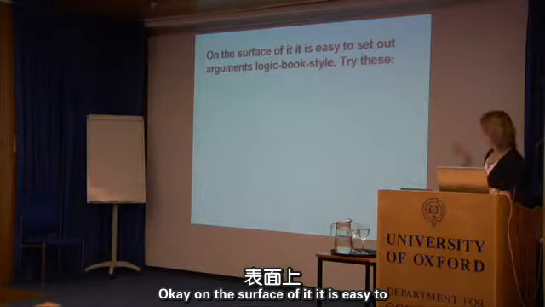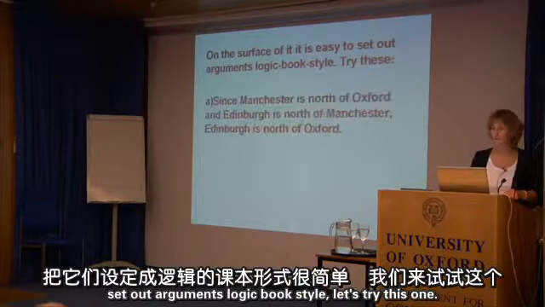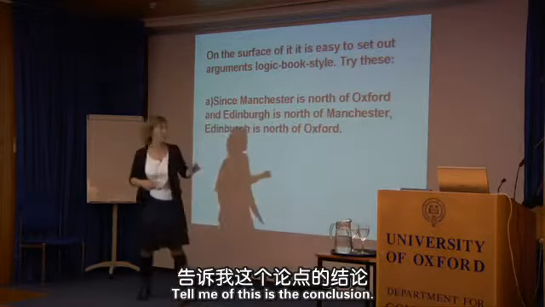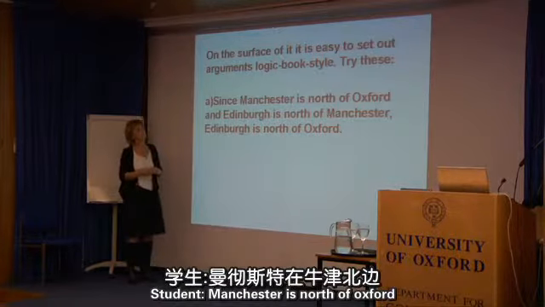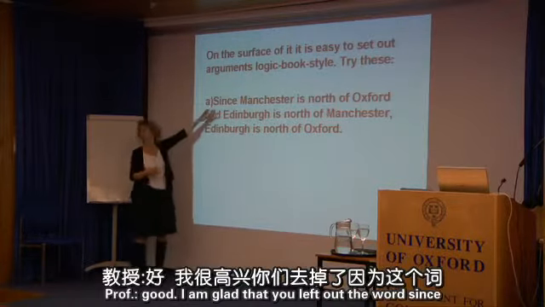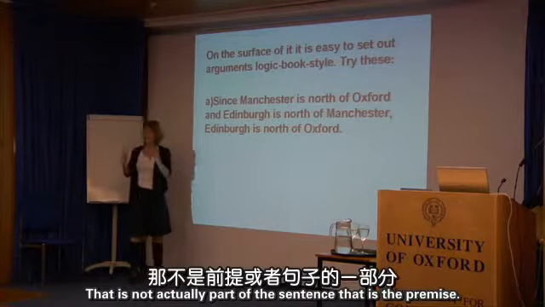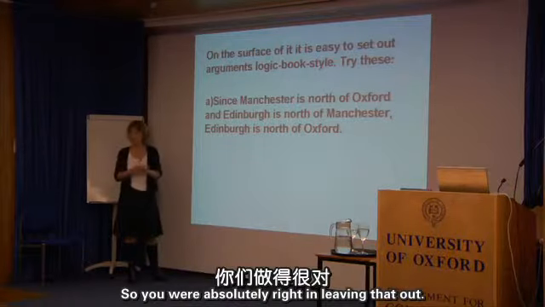Right, on the surface of it, it's easy to set out arguments logic book style. Let's try this one. You're familiar with this. You've seen this argument before. First of all, tell me what's the conclusion of this argument. Tell me which is the conclusion. Good. Edinburgh is north of Oxford. So, and premise 1. Good, and I'm glad you left out the word since, because that's a logical word, isn't it? That's not actually part of the sentence that is the premise. So you were absolutely right to leave that out.